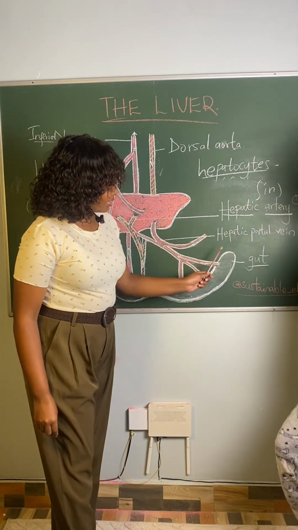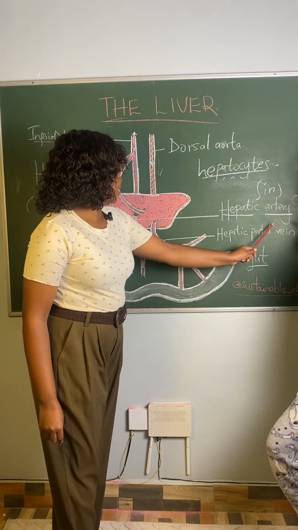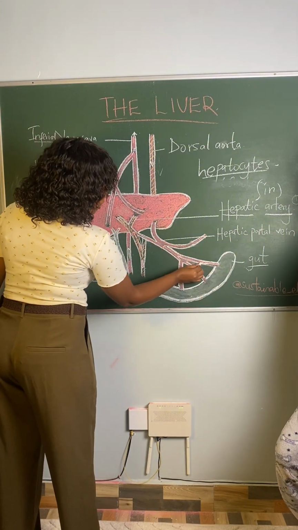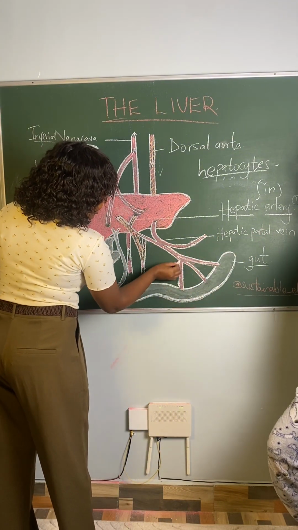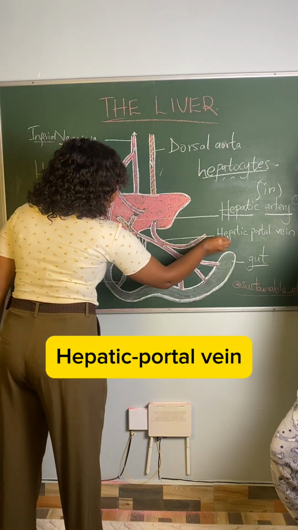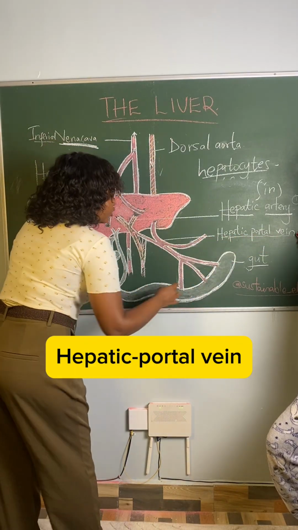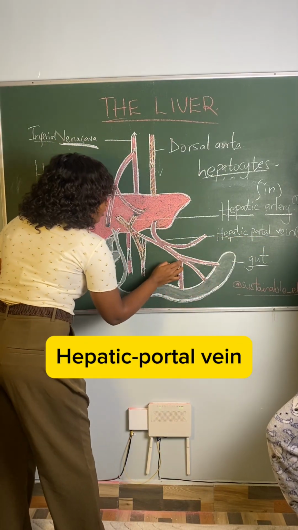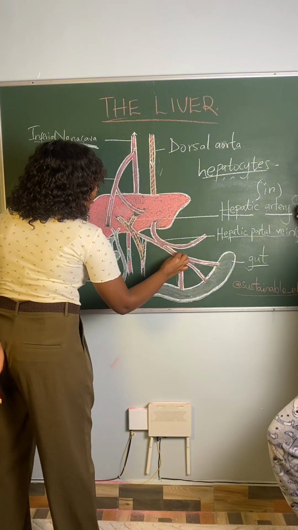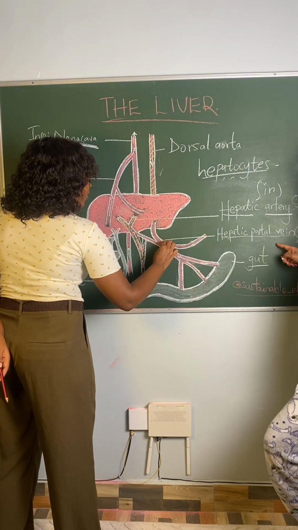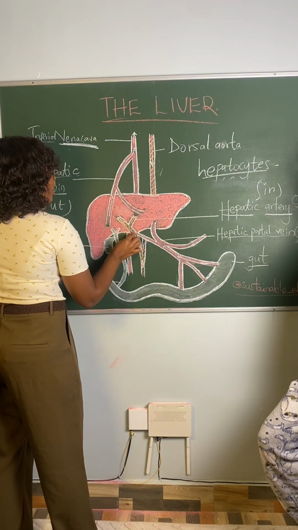Hepatic portal vein is this one. So these are the other veins from the gut. They come, they form this main one, hepatic portal vein. Just look, vein from the gut, vein from the gut, venule from the gut. They come from the hepatic portal vein and they bring it into the liver.